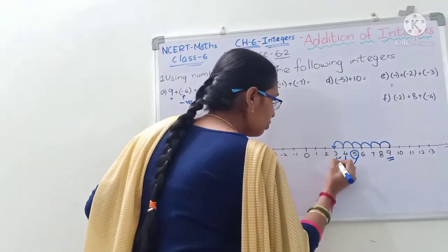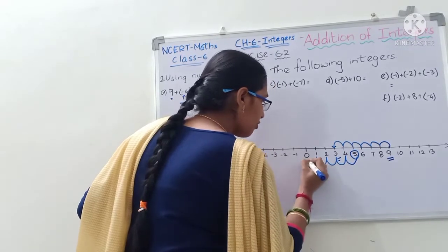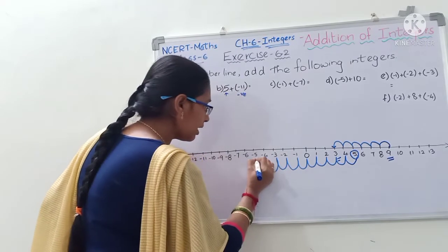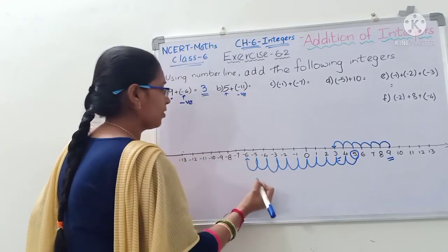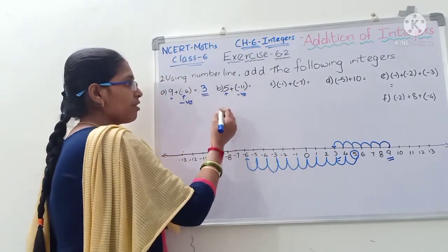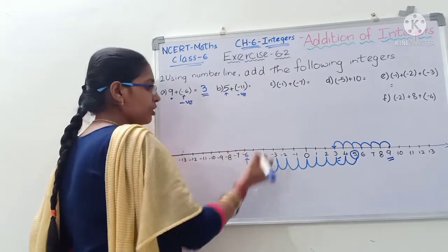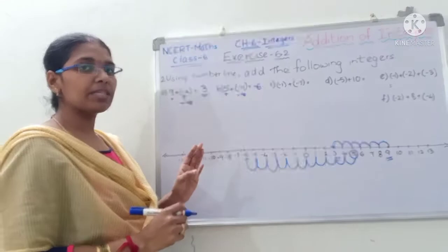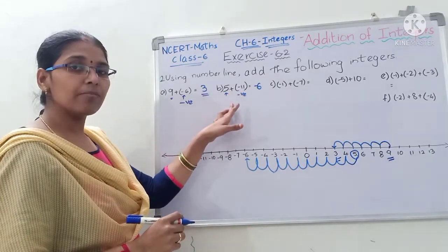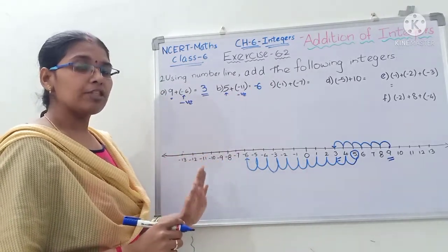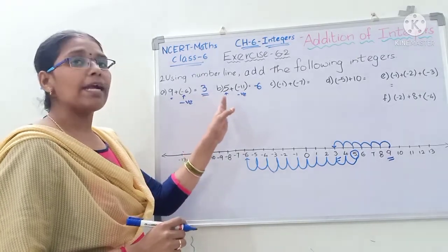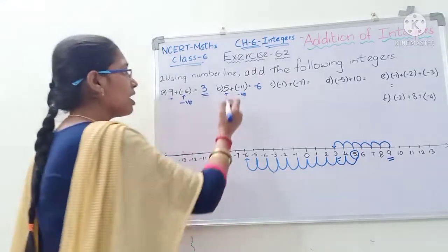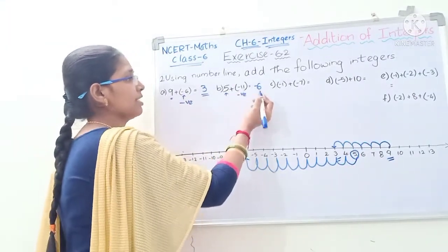1, 2, 3, 4, 5, 6, 7, 8, 9, 10, 11. We moved 11 steps back from 5. We reached minus 6. The answer is minus 6. We should just remember that if we are adding a negative number, we should move back, that is, move left. If we are adding a positive number, we should move right side, that is, move forward.